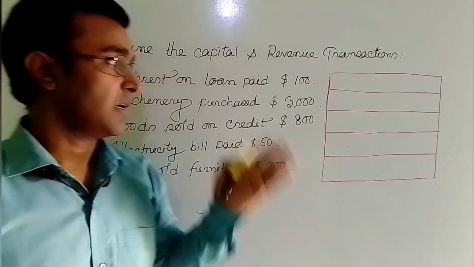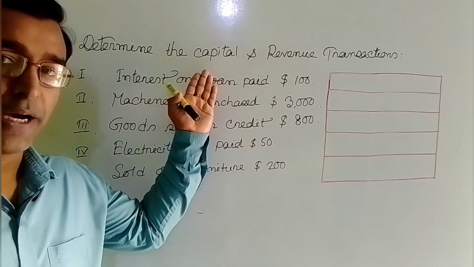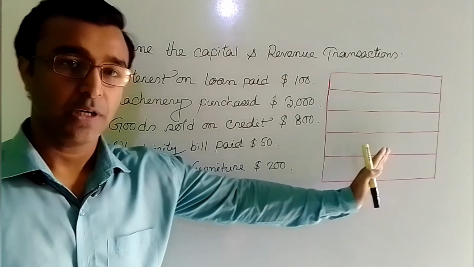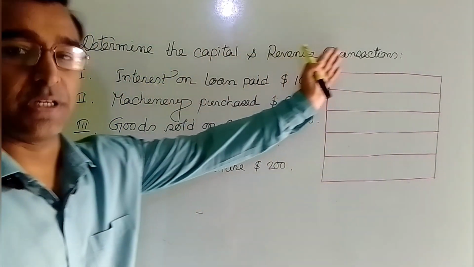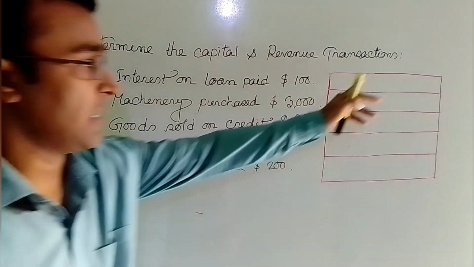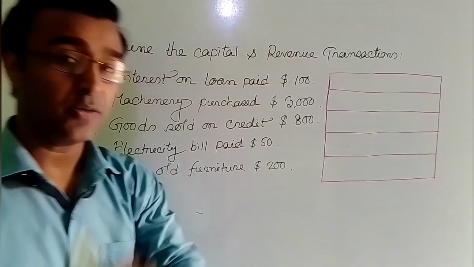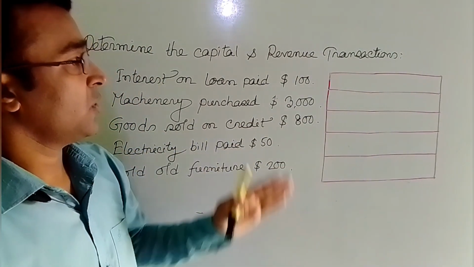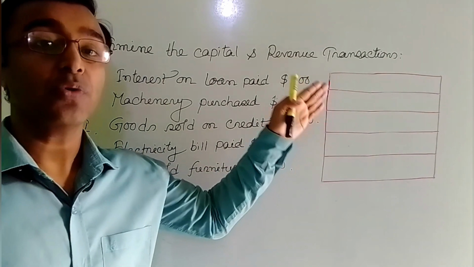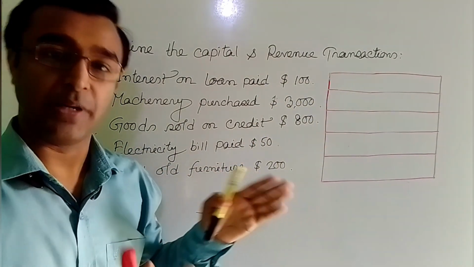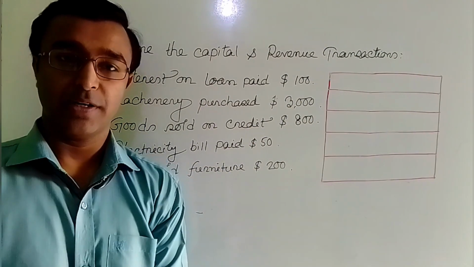Now dear viewers, here are several transactions on the whiteboard behind me, and there is also a box here. You'll have to sort out the capital and revenue transactions from these and write them in this box. In other words, you can easily write which one is capital and revenue, not only transactions but also income and expense as well. Now let's try.